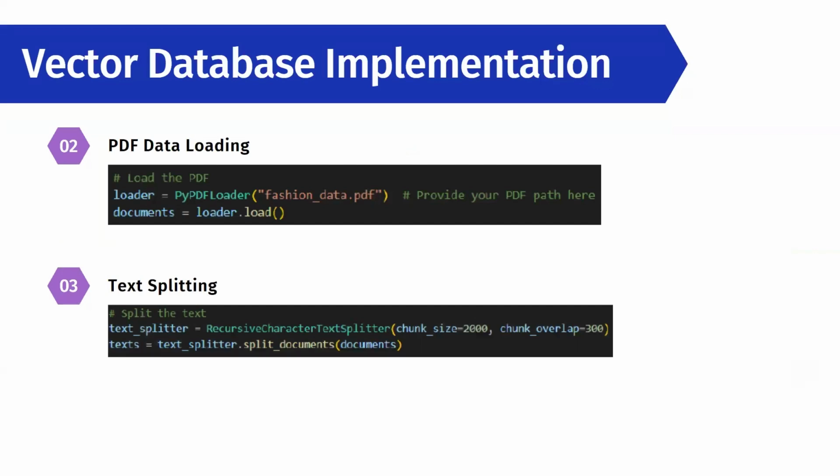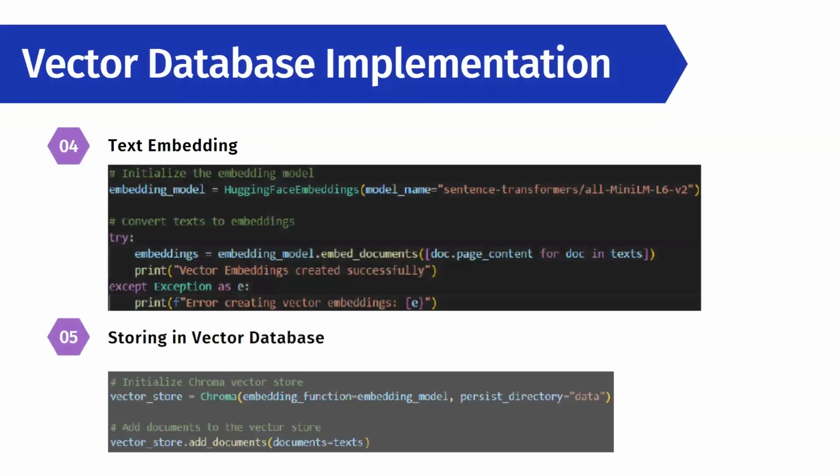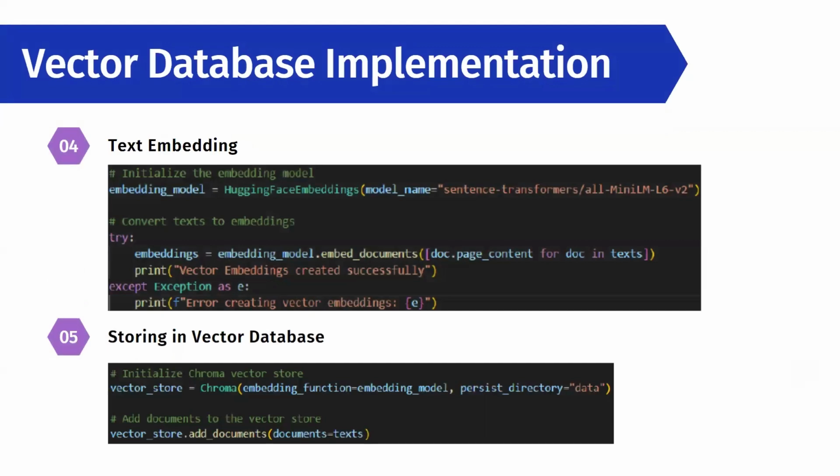Now, step two is the PDF data loading. I use the PyPDF loader from LangChain to load the fashion dataset PDF. This step ensures that the textual content needed for the vector database is accessible. Now, coming to step three, text splitting. With the recursive character text splitter, I divided the loaded text into manageable chunks, optimizing them for the embedding process.